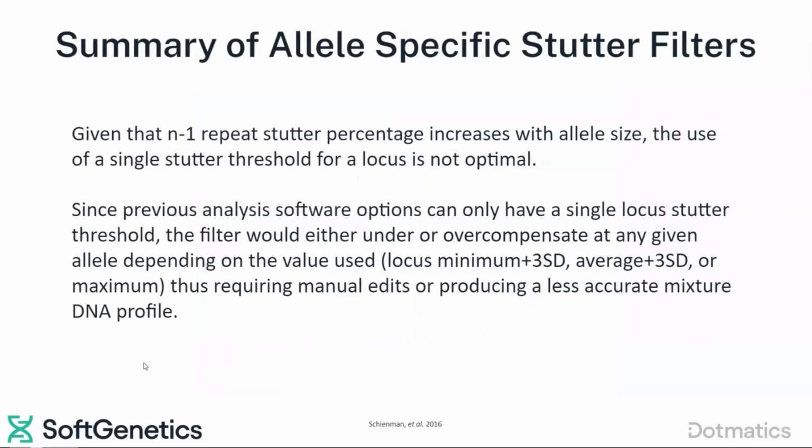So then just a summary of the allele-specific stutter filters. Given that n-1 repeat stutter percentage increases with allele size, the use of a single allele threshold is just not optimal for looking at the locus with a single stutter threshold. And with previous analysis software options, we can only have a single locus stutter threshold. The filter would either under or overcompensate and require a lot of manual edits. And so this was their summary as to why they switched over to using the allele-specific stutter in the GMark HID software.